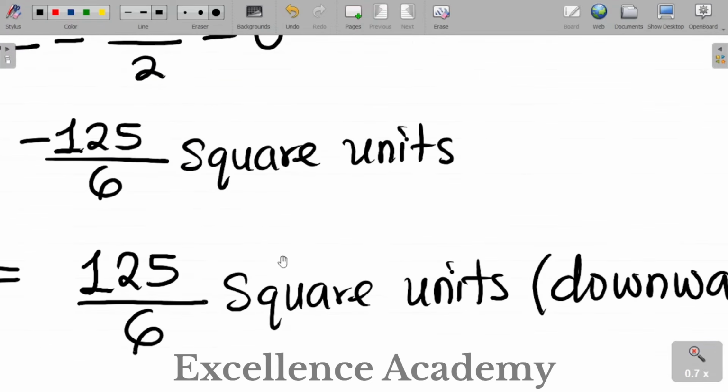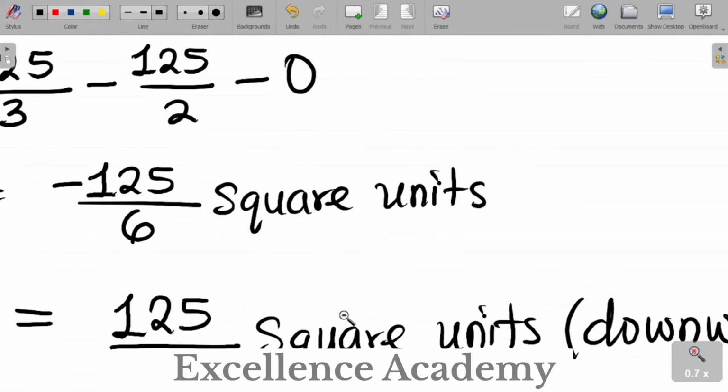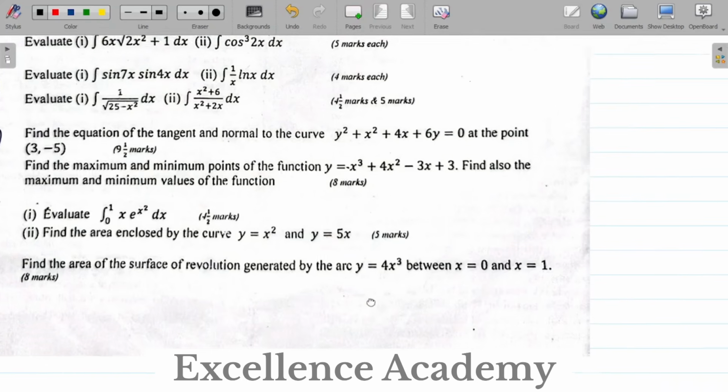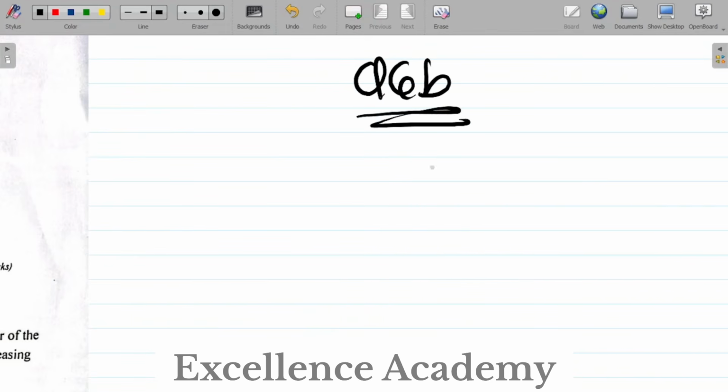All right. Let's look at the last thing there. Last question. Let's get this last question here. Find the area of the surface of revolution generated by the arc y equal to 4x cubed between x equal to 0 and x equal to 1. That's your question. So how do we solve this question? So final question, question 6b. Question number 6b. How do you solve this?